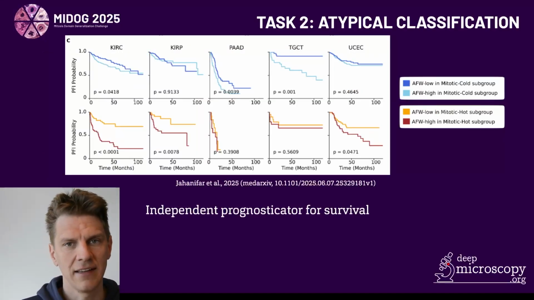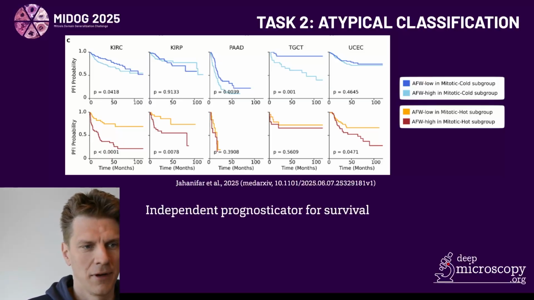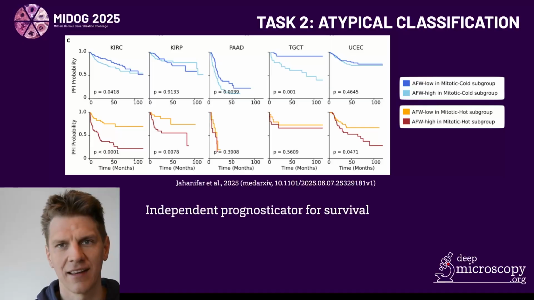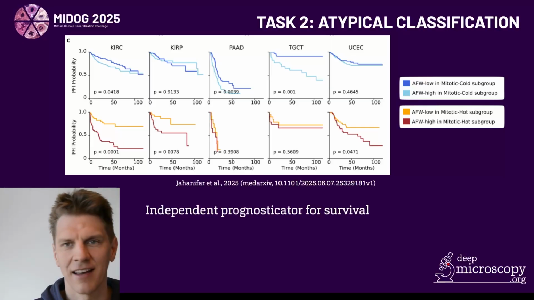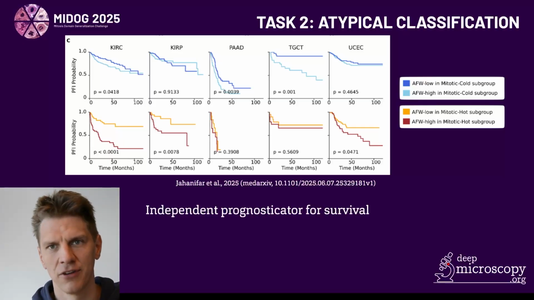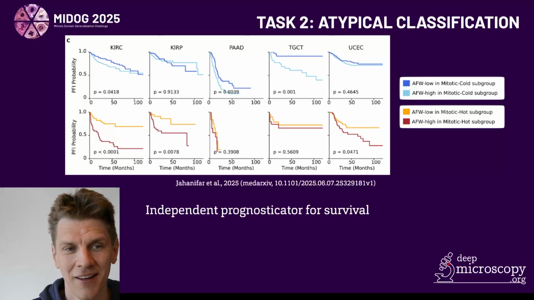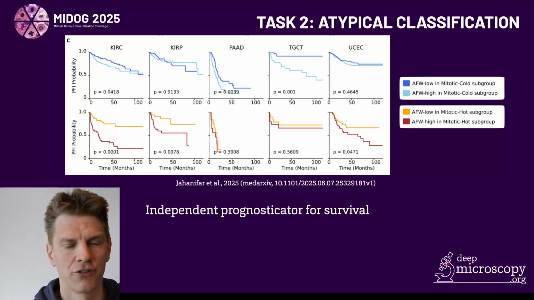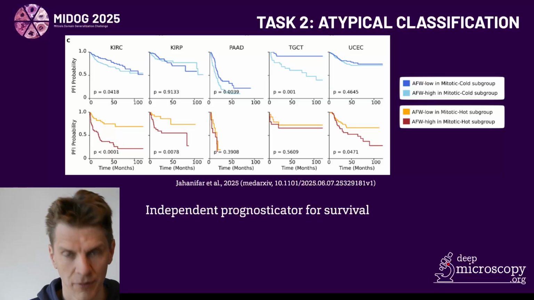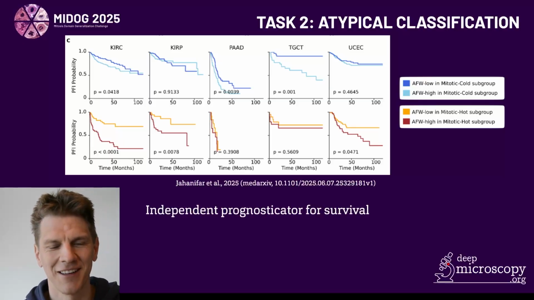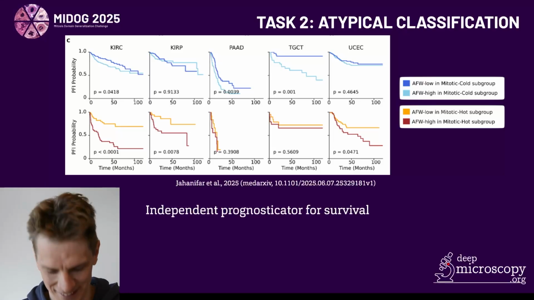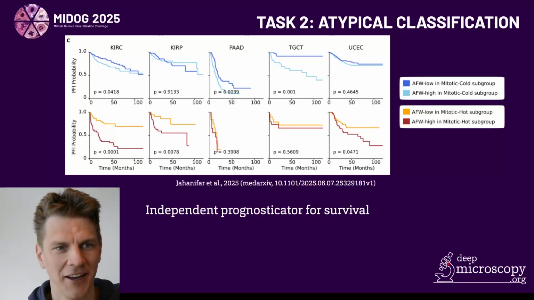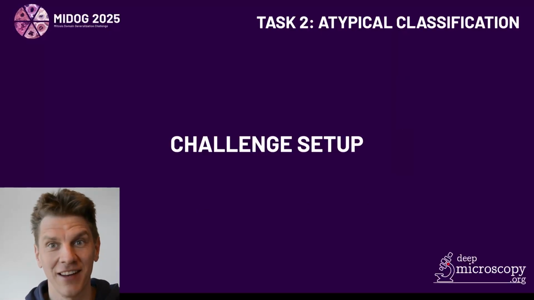Now, much more recently, a group around Hannefer from Warwick also showed that this is not only the case for breast cancer cases, but also for many other cases. This was put out, I think 2 days ago, on medRxiv, and it's a very interesting large-scale study also showing the importance of atypical mitosis. So I think this should give us all ample motivation for this task and for solving this task as a computer vision challenge. So let's now go towards the challenge setup.